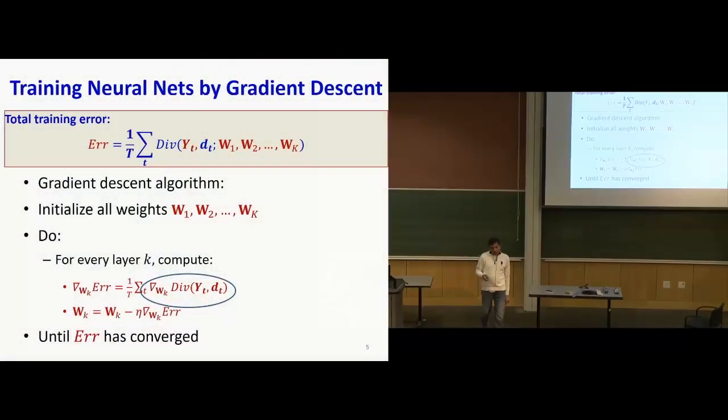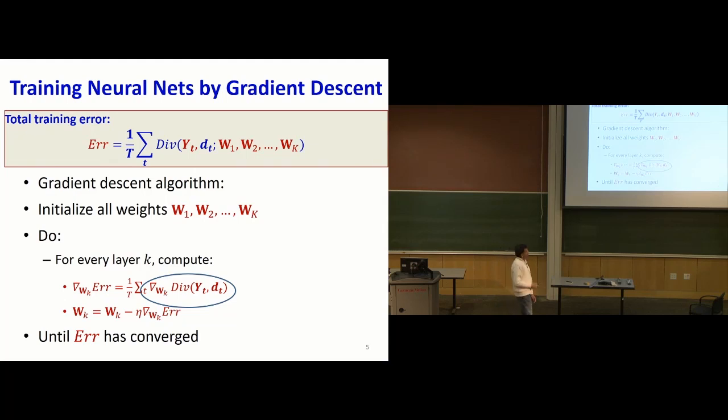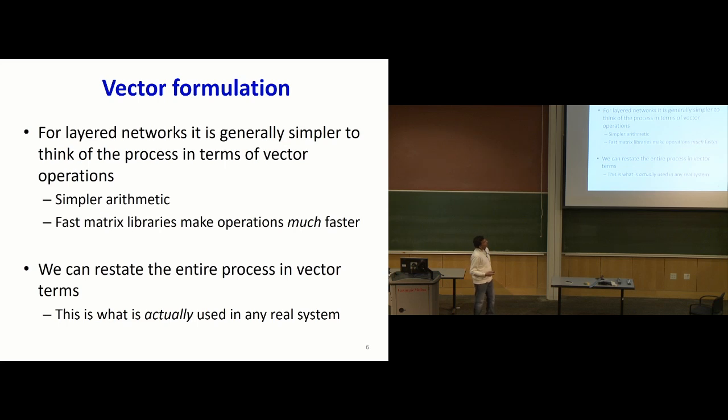The question being, how do you compute this derivative? How do you compute the derivative of the divergence for any single training instance with respect to any parameter? We went through this in some detail in the last class. We went through the scalar case. I sort of rushed through the vector formulation where we pose the whole thing as vectors and matrices, and I don't think I did a very good job of explaining it, so we're going to go back and redo that a little bit in this class.